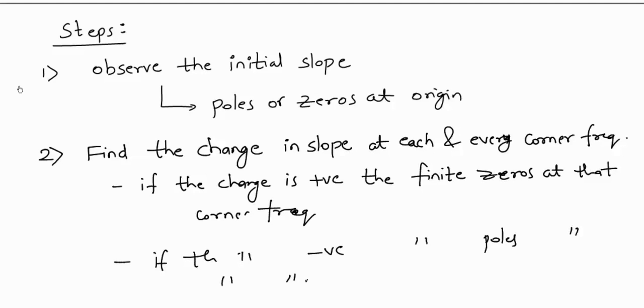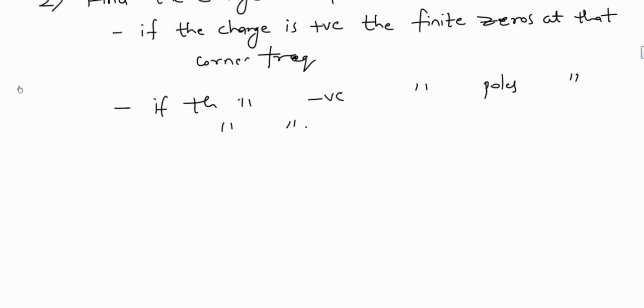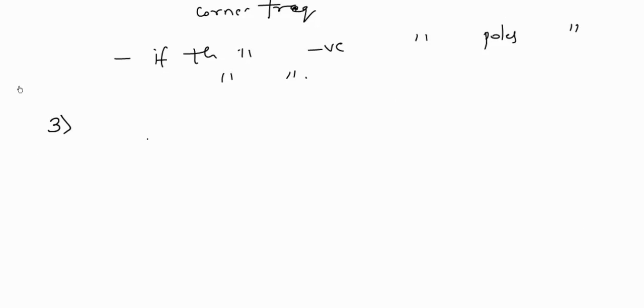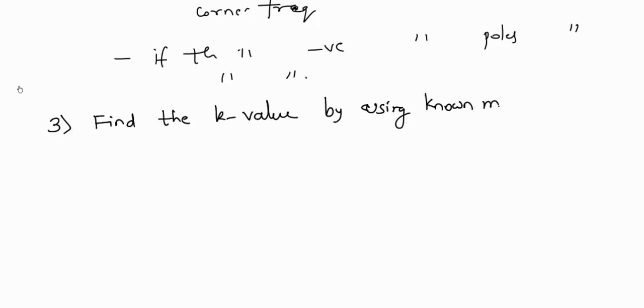So first step is you will observe the initial slope. Second step is you will calculate the slope at each and every corner frequency. Then third step is to find the value of k. Find the k value by using a known magnitude at a known frequency.